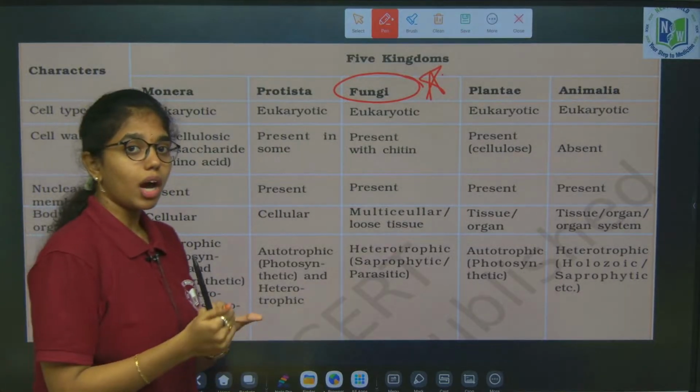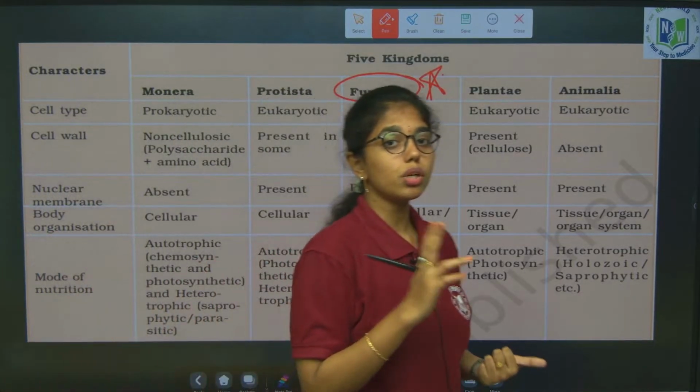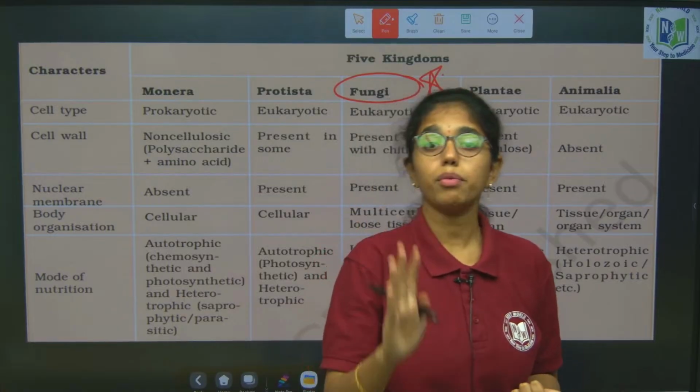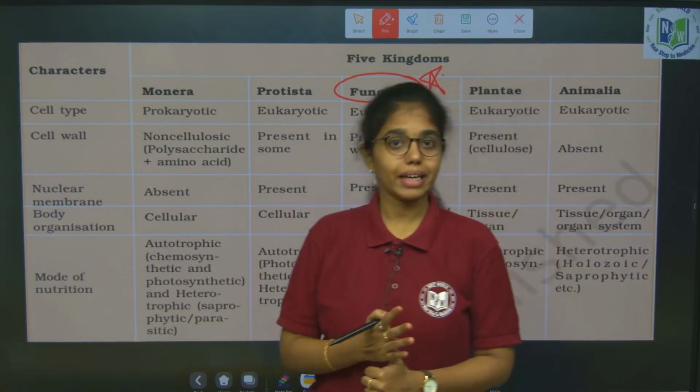Let us quickly recall the 2 kingdom system of classification introduced by Linnaeus, and what are those 2 kingdoms, beta? Plantae and Animalia.